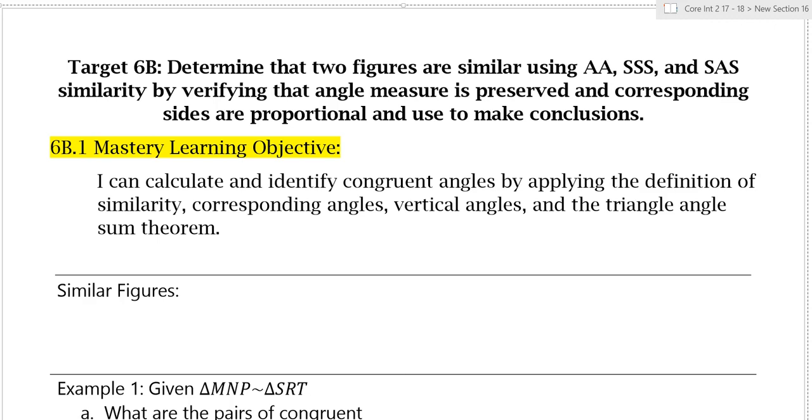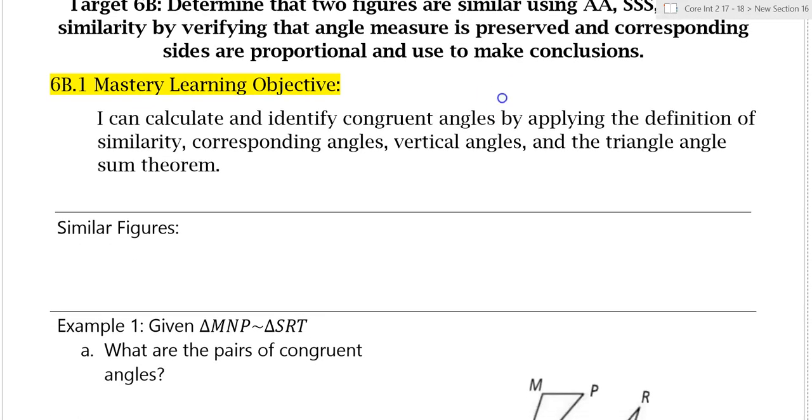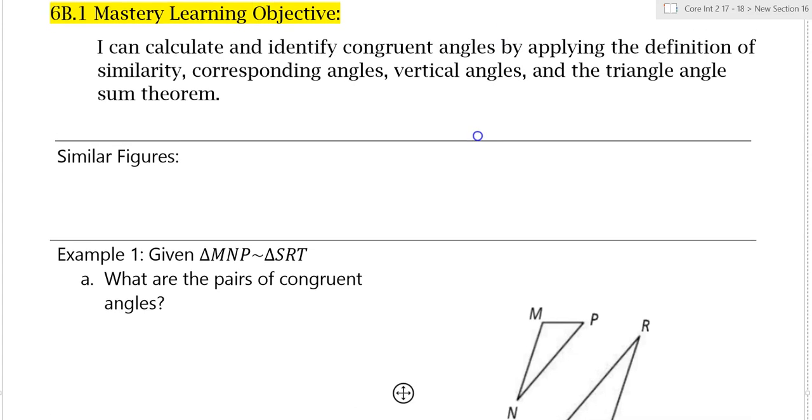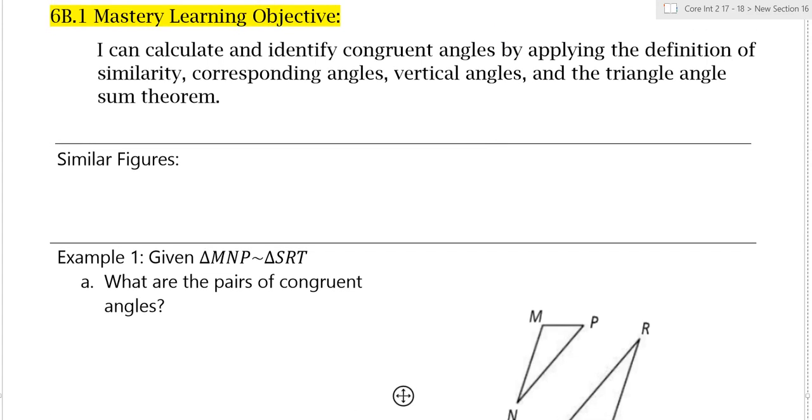This first video is really doing a lot of our pre-work. We're not going to get into much similar triangles yet. We're really going to look at what it means for angles to be congruent, all of that, okay? So 6B.1 is I can calculate and identify congruent angles by applying the definition of similarity, corresponding angles, vertical angles, and the triangle angle sum theorem.